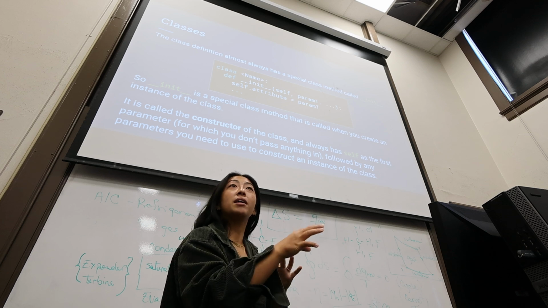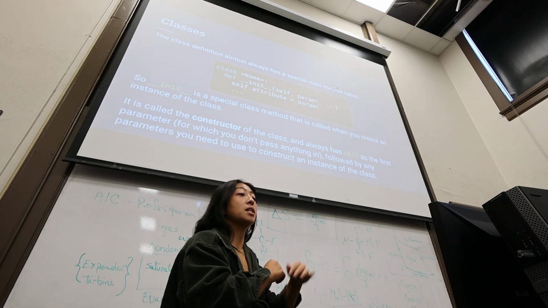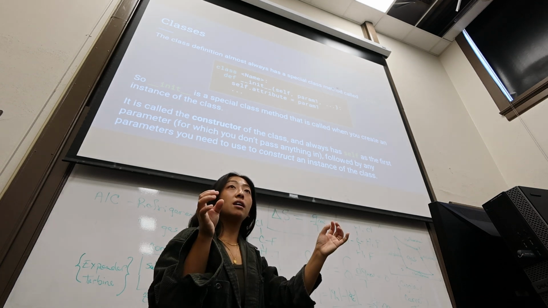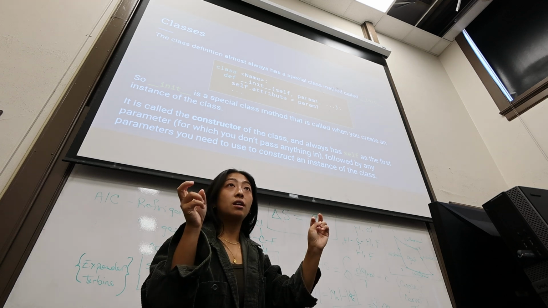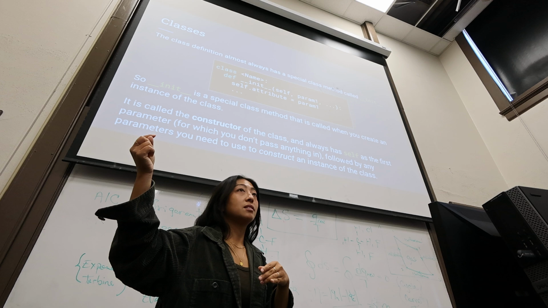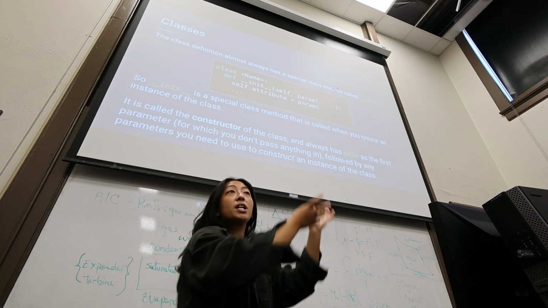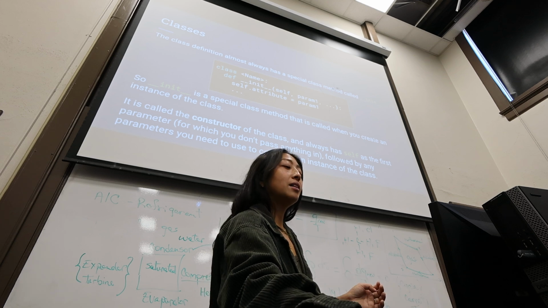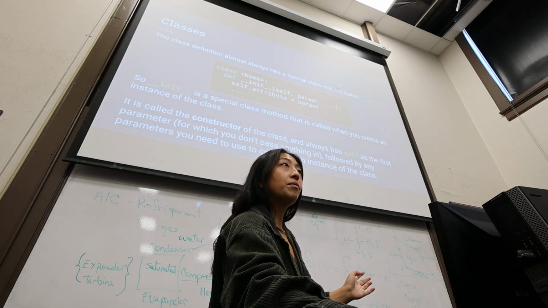I know that might not make a whole lot of sense now, but if we look at some examples, maybe it'll make more sense. But just think of the init method as the constructor that gets run every time you create a new instance of your class, which is just an object. Okay. Any questions?